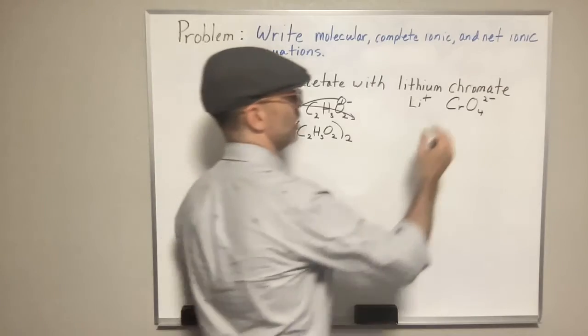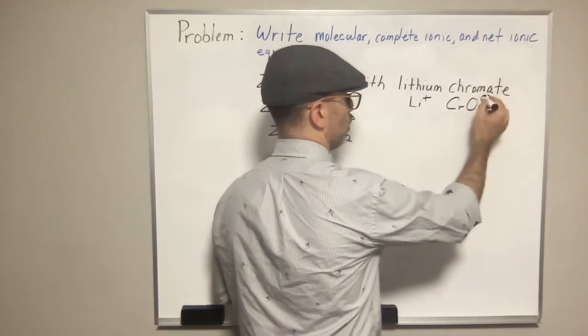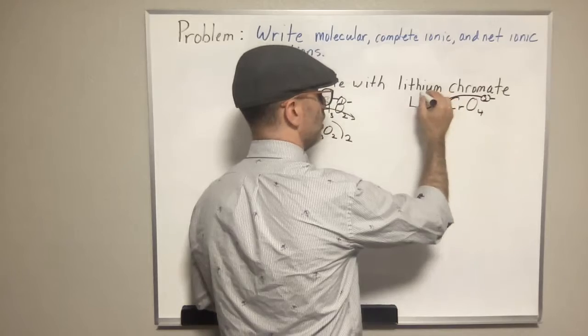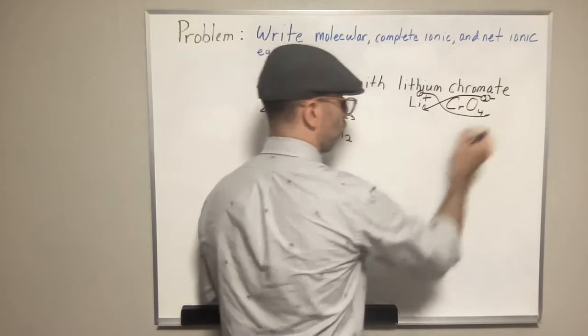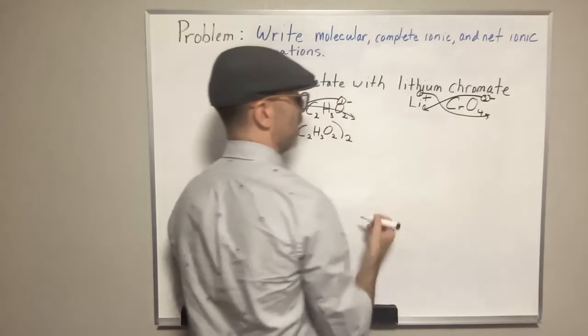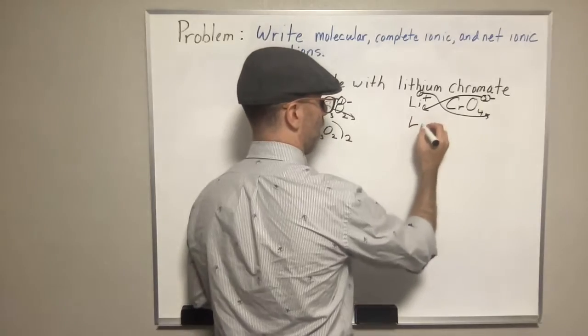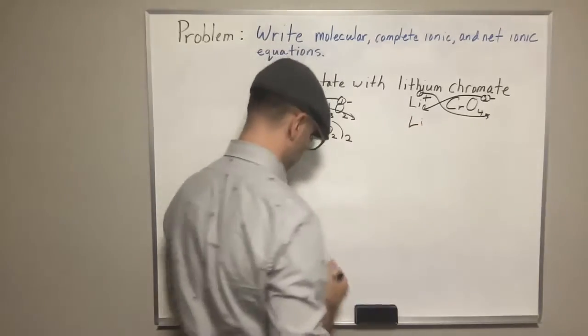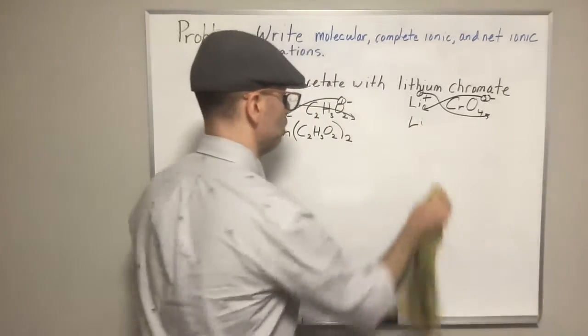Again, we can also do the crisscross method. So the 2 goes over here, the 1 goes over there. And so I have Li2. Let me write it over here.